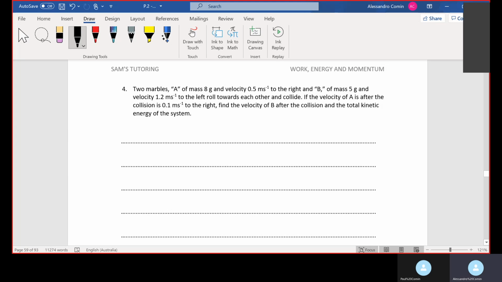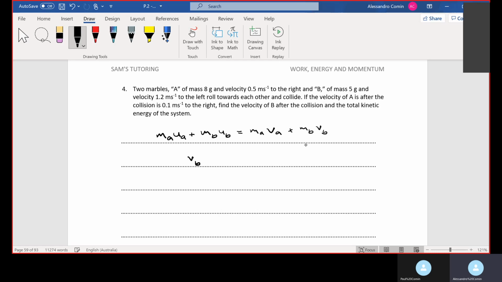So here we can see I have MAUA plus MBUB is equal to MAVA plus MBVB. We also find the velocity of B after the collision. Don't worry, I'm not going to worry about the total kinetic energy of this system because that's just half mv squared A plus half mv squared B, so I'm not going to worry about it.